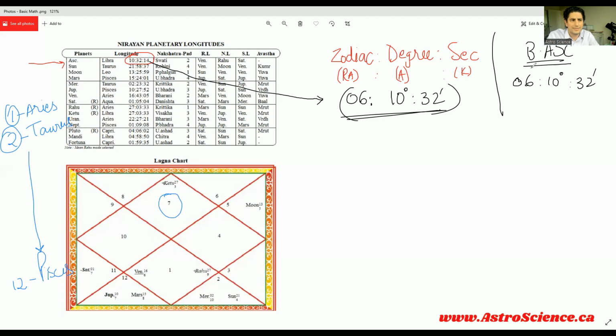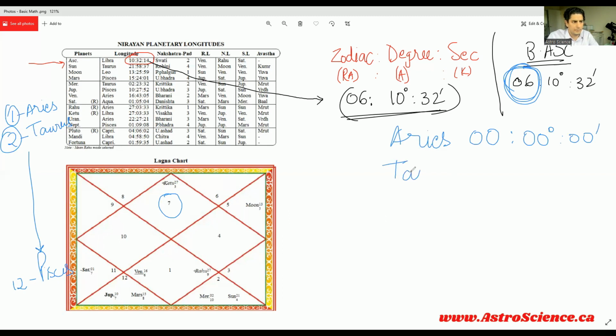Now, why I have written 6 over here is that when we write the degrees, or the actual coordinates of birth degrees or ascendant or planet, we always start with Aries as 0 degree and 0 kala. That's the start of Aries. That's the reason why Libra is 6 over here, and it will always be a zodiac sign behind.